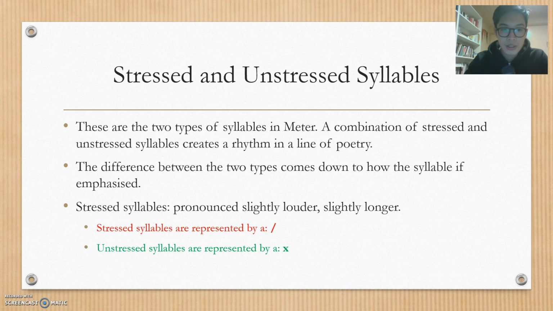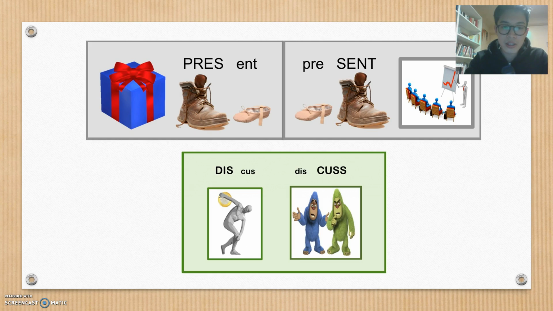So, stressed and unstressed syllables, it really comes down to training the ear, because we don't normally go around thinking, wow, that syllable in that word, in that sentence was quite stressed. But it comes down to hearing. It comes down to your ability to listen to what's being said. So let's look at an example which I find really helpful when trying to remember stressed versus unstressed syllables. Let's look at the word, or words rather, present and present.